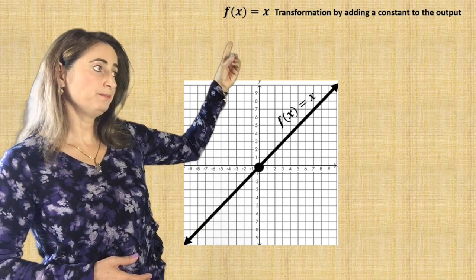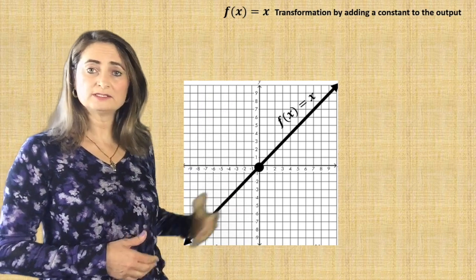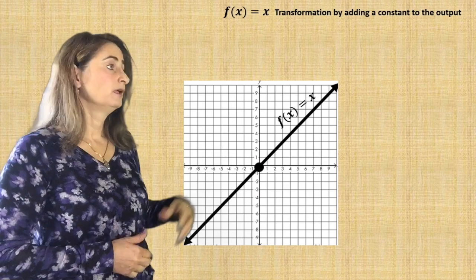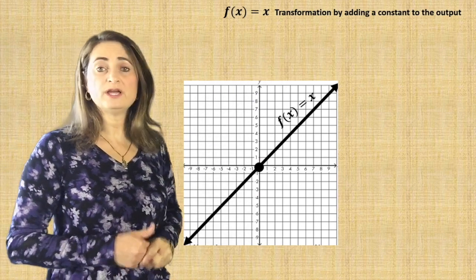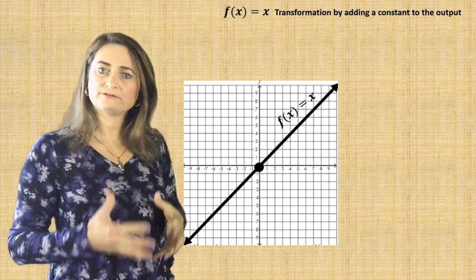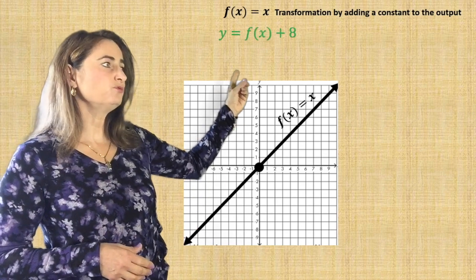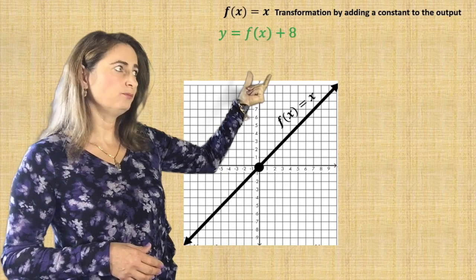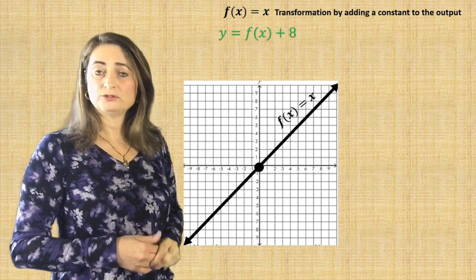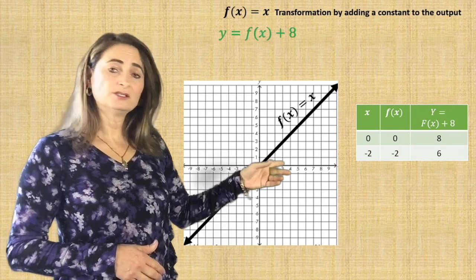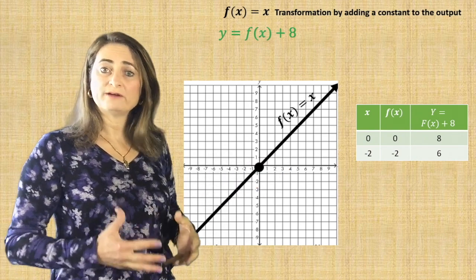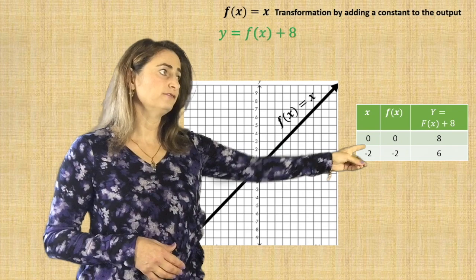Here's the parent function f of x equal x, and it's already graphed. Let's use a transformation by adding a constant to the output. The output is the f of x. So the new equation is y equal f of x, which is the output, plus 8. To graph it, let's make a table where x is 0 or negative 2. For the parent function, if x is 0, then f of x is 0.